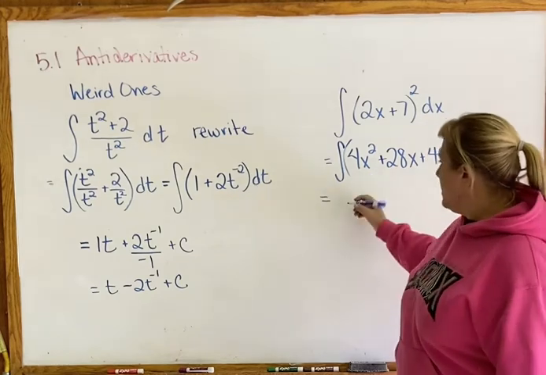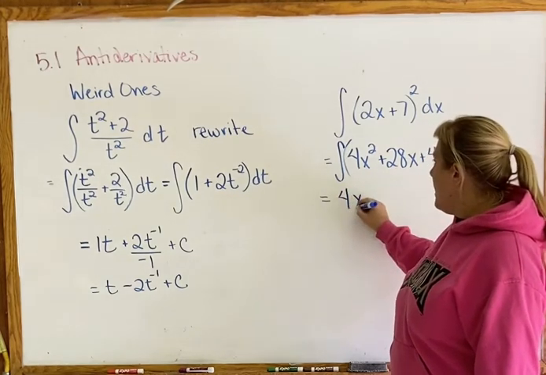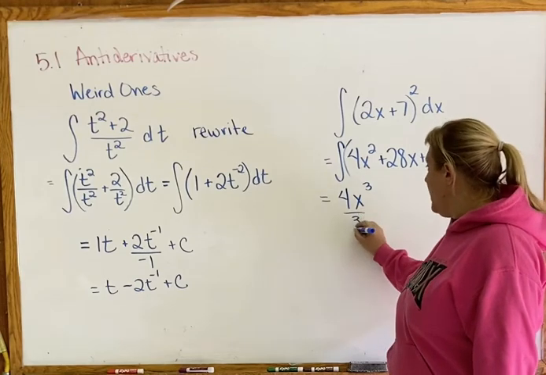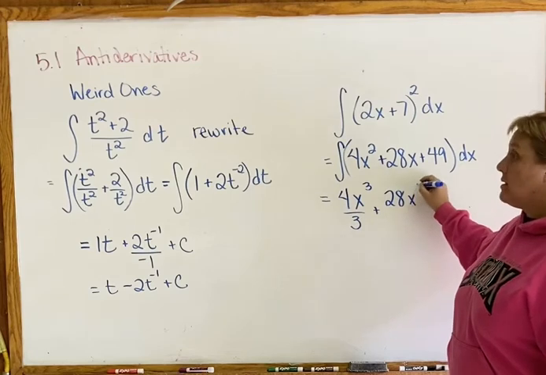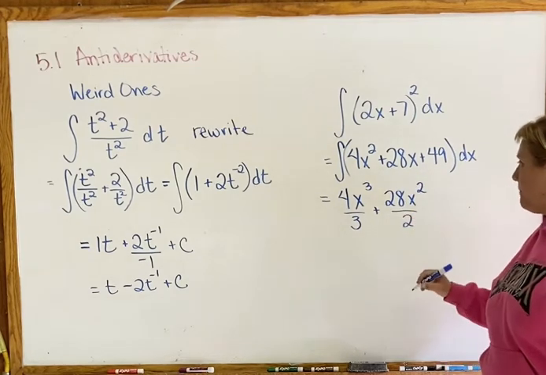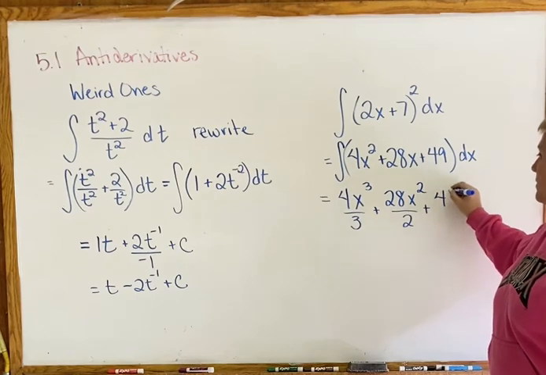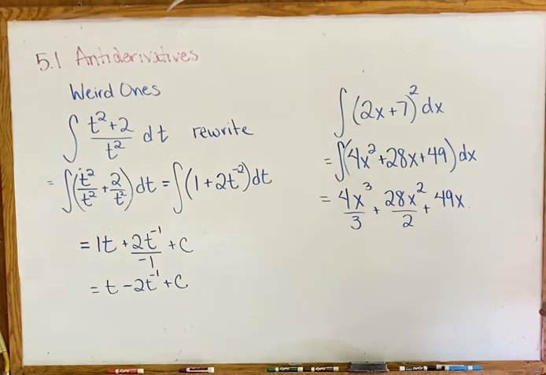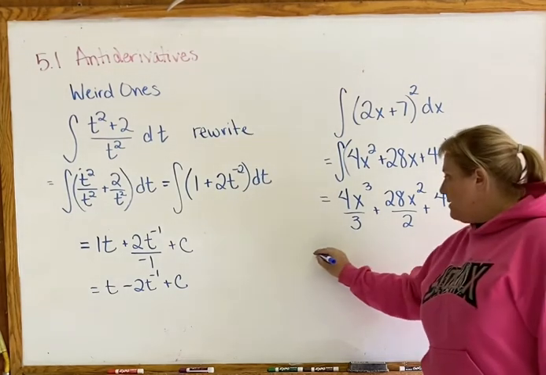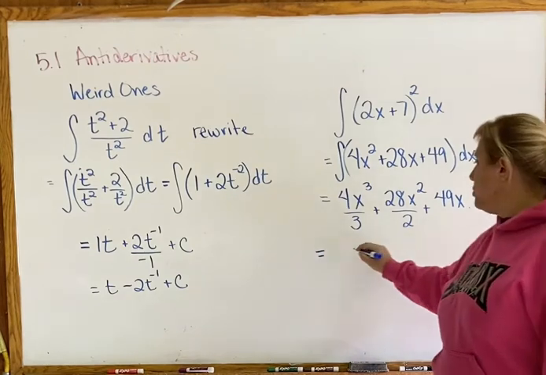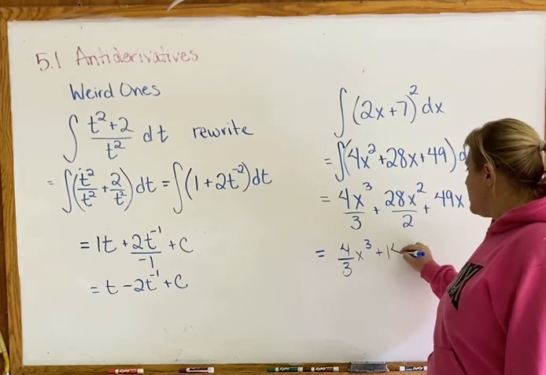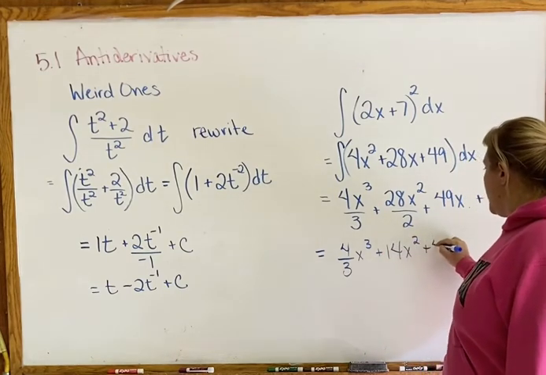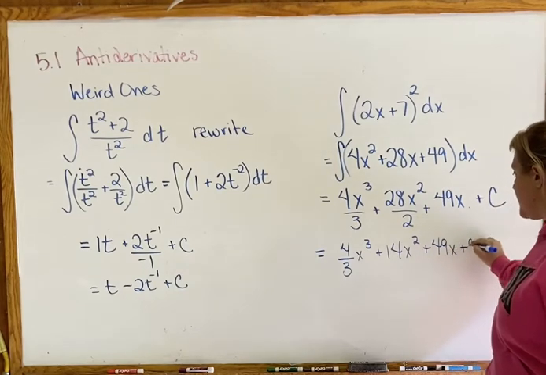Okie dokie. So we're going to start here, leave the 4x cubed over 3 plus, put the 28 x squared over 2 plus, and then remember this one, you just slap the x on there. And then again, follow it with the plus c. Then take that one last step to go through and make sure that everything is simplified. So we can change that to 14x squared plus 49x plus c.